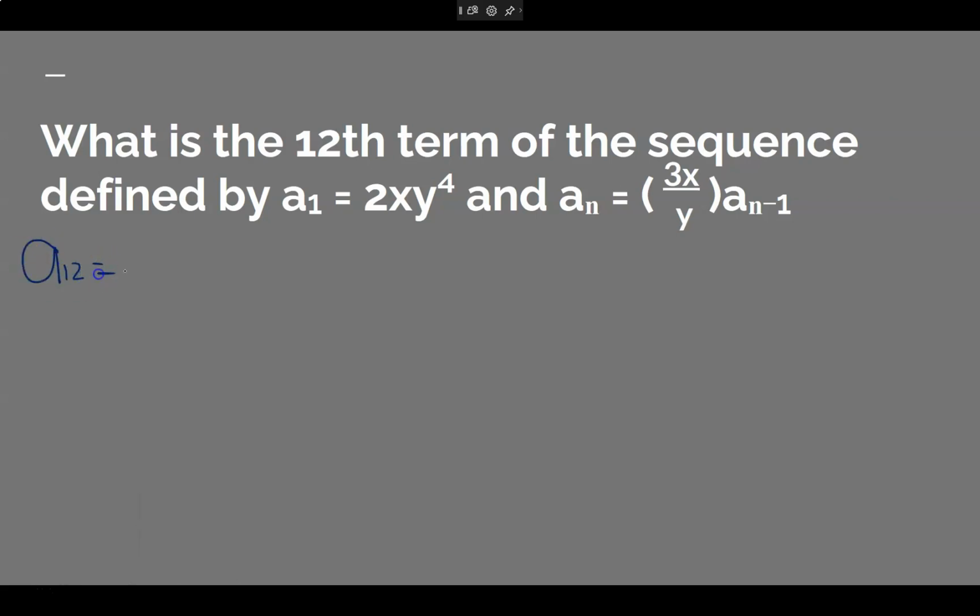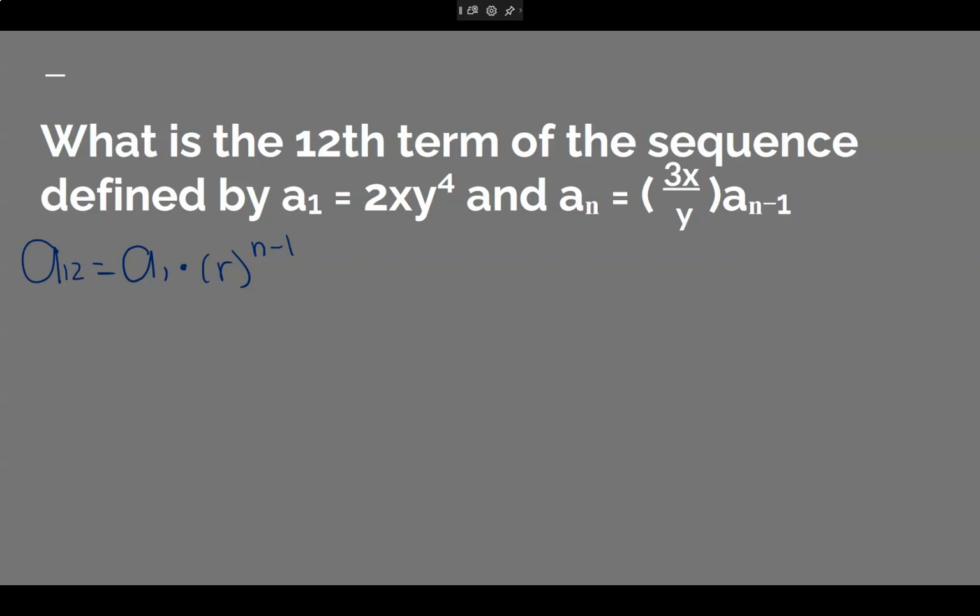Our goal here is to find a sub 12. They gave me a1, right? So I need to use our explicit formula that uses a1 because they gave me a1. So that's what I'm going to use.